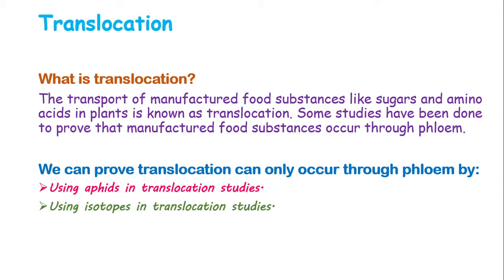Let's begin. Translocation is the transport of manufactured food substances, for example sucrose and amino acids, in plants. This manufactured food will be transported from the leaf to all other parts of the plant. And to prove that translocation can only occur through phloem, we have two techniques. One is by using aphids and another one is by using isotopes.